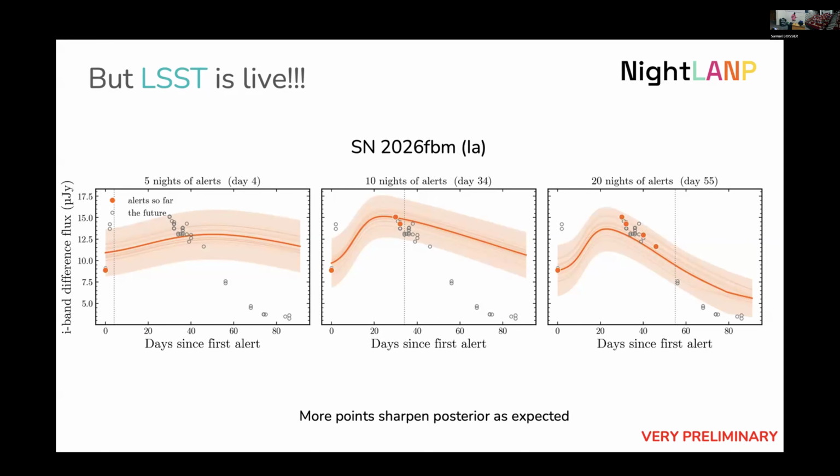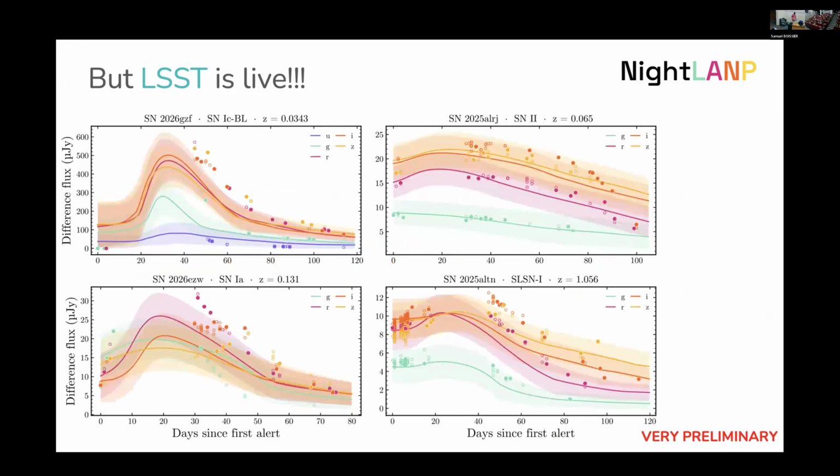So the model seems to be working well. It gets better as you keep adding points. And it works for a different set of transients. These are all from the LSST alert stream.